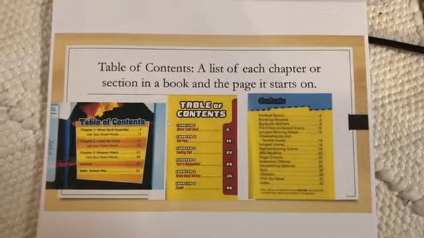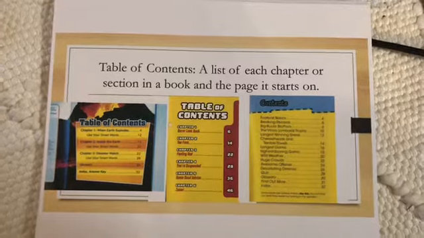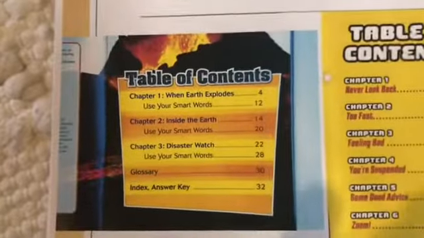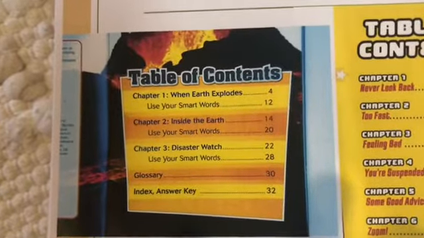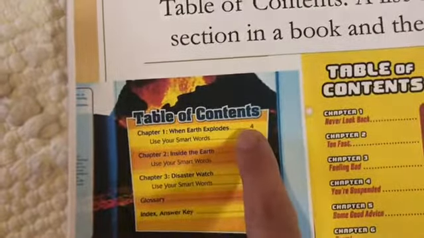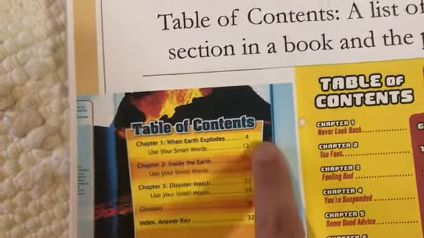A table of contents is a list of each chapter or section in a book and the page it starts on. So if you take a look here at volcanoes, you can see that chapter 1 is about when the earth explodes, and you can find that chapter or that heading on page 4.